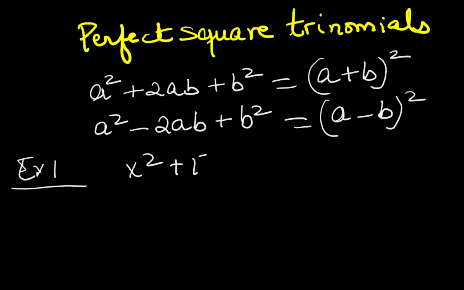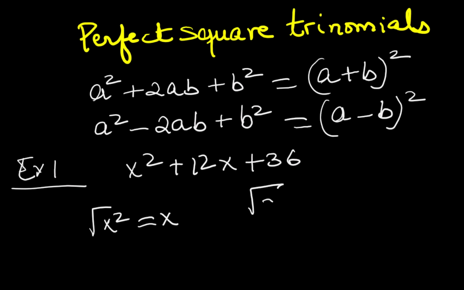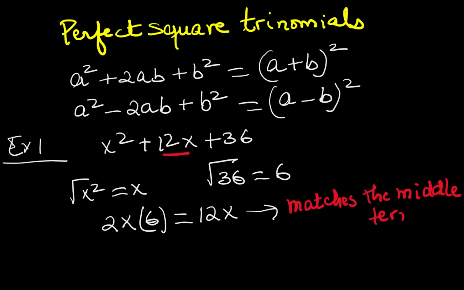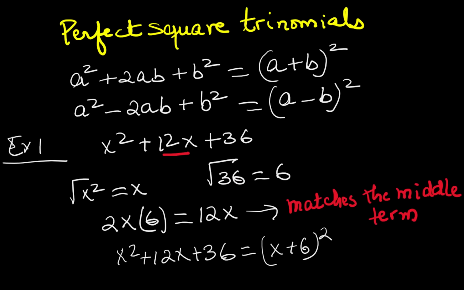Example 1, x squared plus 12x plus 36. The square root of x squared is x. The square root of 36 is 6. 2 times x times 6 equals 12x, which matches the middle term. So this factors as (x plus 6) squared.